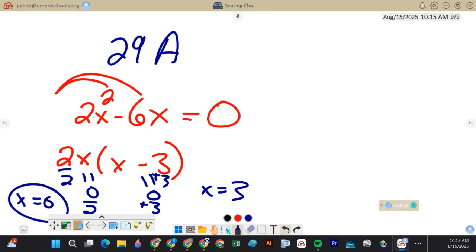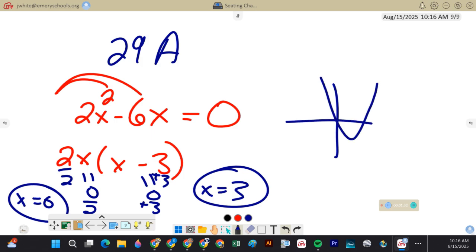What do these numbers mean? That is where the parabola crosses the x-axis. And this is an x squared equation, so it's a parabola. But you will run into polynomials that are bigger than x squared. So whatever this graph looks like, it hits the x-axis at 0 and at 3. Okay, coming back.